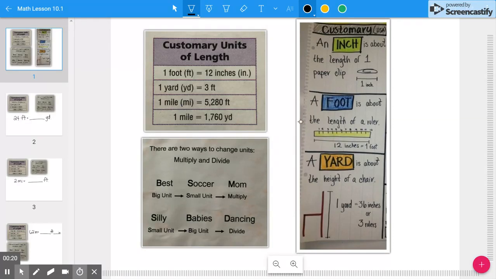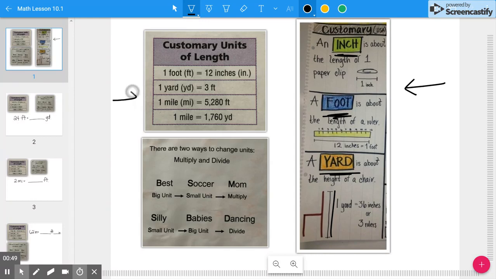And over here, we have a diagram that puts into perspective the size of each of these lengths. I could say that an inch is equivalent to the size of a paperclip. A foot is pretty much the size of a ruler, and a yard is the size of a yardstick or the back of a chair. So these are some visuals that I can keep in mind as I'm figuring out if I'm going from a big unit to a small unit or a small unit to a big unit.